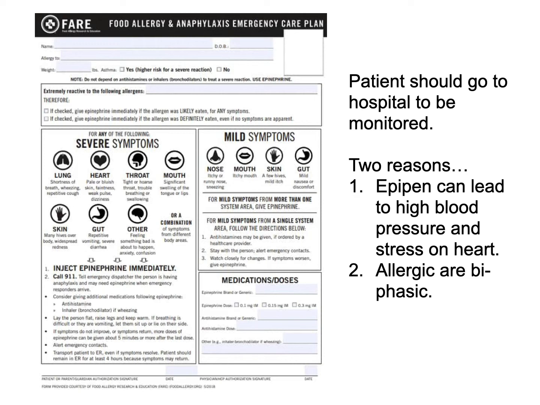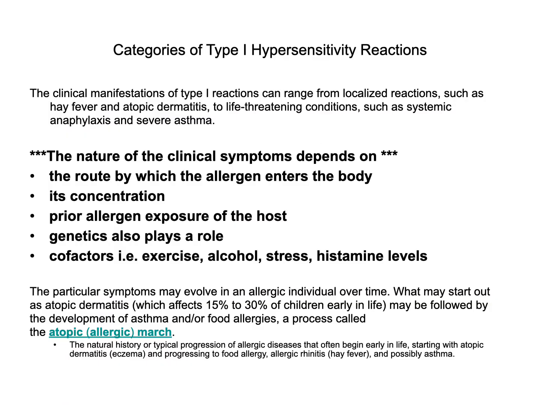And if you look at these severe symptoms, if you have any of these severe symptoms in one organ system, you should be injecting epinephrine, or if you can use the oral delivery of epinephrine, you should use that. But again, it's really important that the patient goes to the hospital to be monitored, because epinephrine can lead to high blood pressure and stress on the heart, and allergic reactions are biphasic. The patient delivers epinephrine, thinks they're better, and a couple hours later they rebound and end up in a worse situation than before. And if they only had one EpiPen on hand, they don't have a second EpiPen to deal with that second wave.